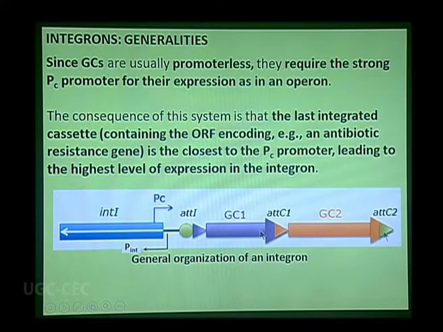For example, both contain different antibiotic resistance genes. Then the antibiotic resistance genes in this ORF will be expressed at a much higher level than that in the next gene cassette. Now, obviously, there are 2 types of recombination going on, both site specific.